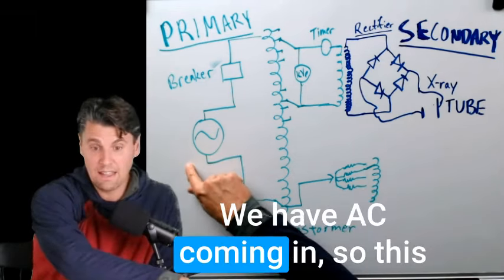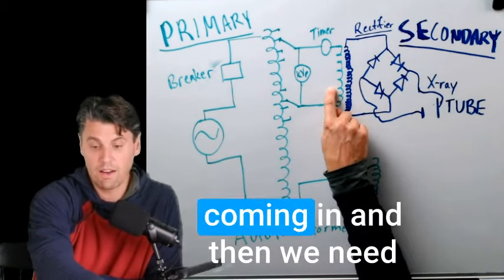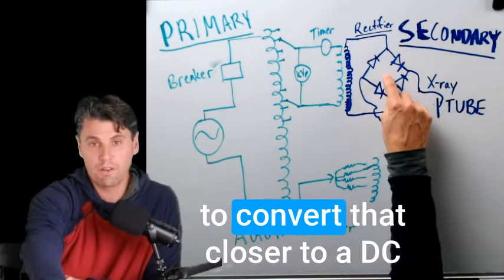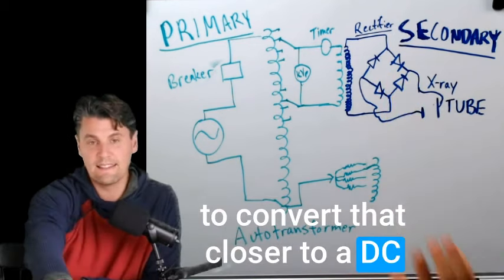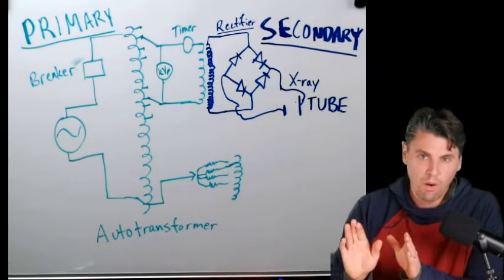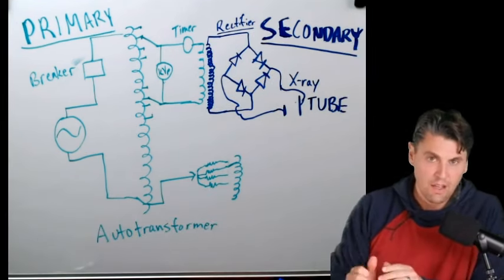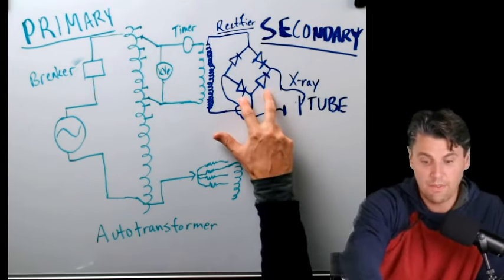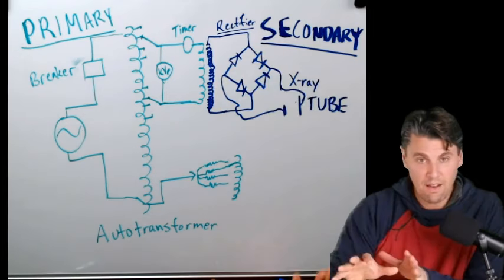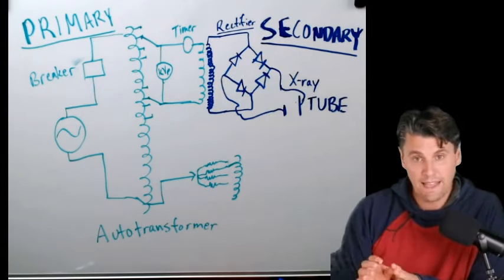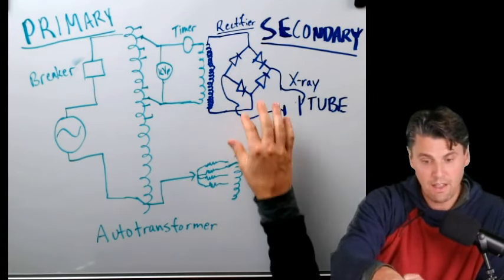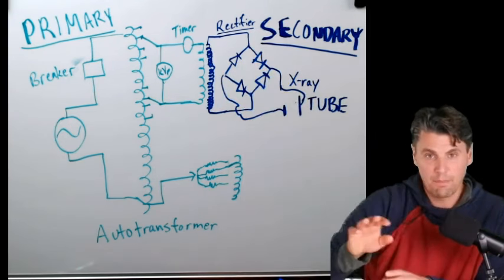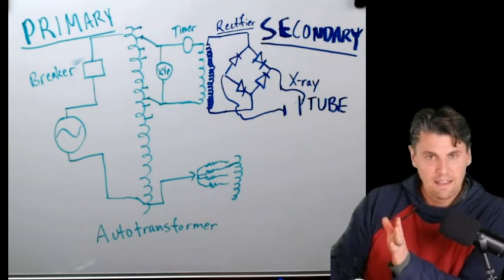We have AC coming in, so this is an alternating current right here coming in, and then we need something such as a high frequency in order to convert that closer to a DC KVP signal. We don't want to have the KVP changing dramatically during the scan itself. See our video on KVP waveforms and on rectifiers to really understand the idea here. We have something called diodes, which only let the current flow one direction. And if you configure them like this, you essentially can get something that comes close to a constant DC signal.